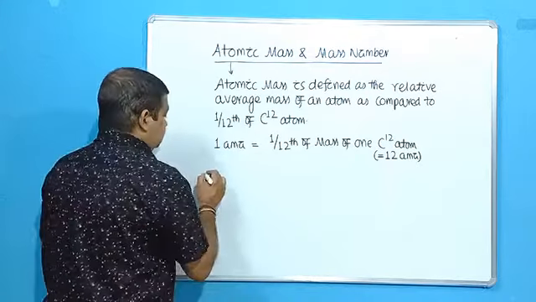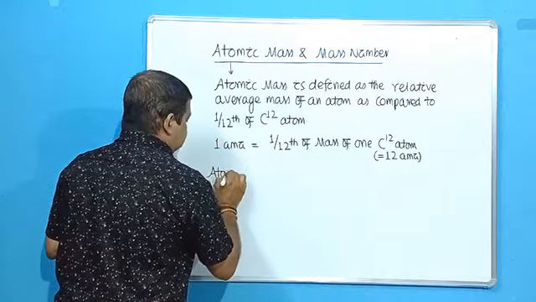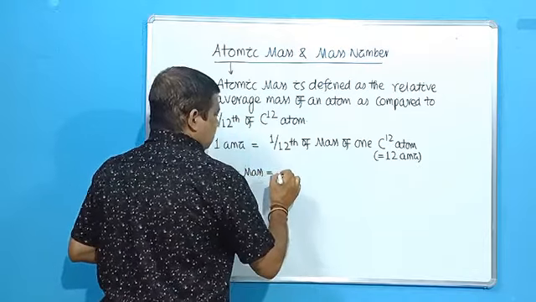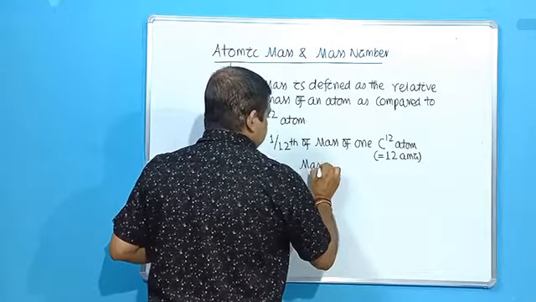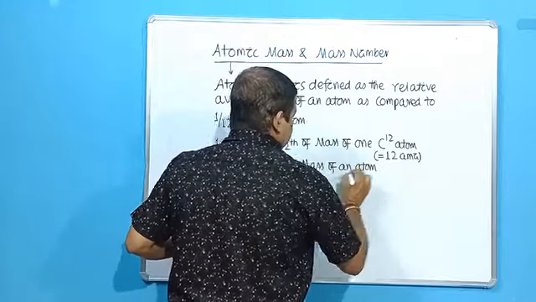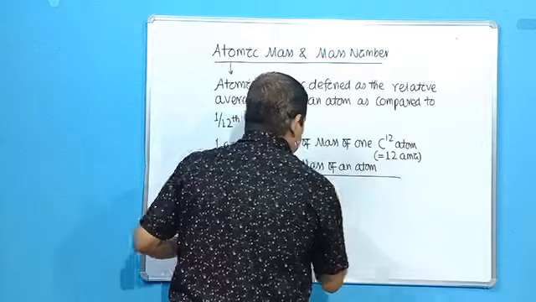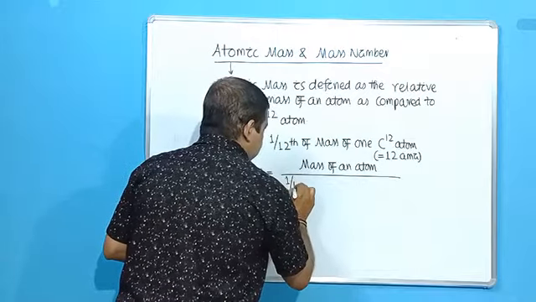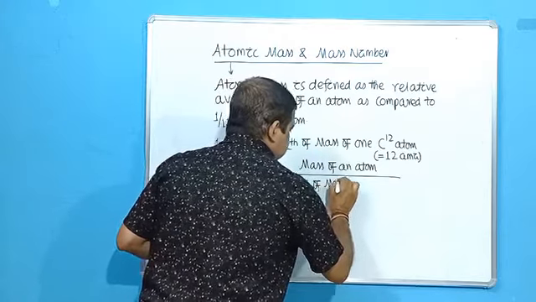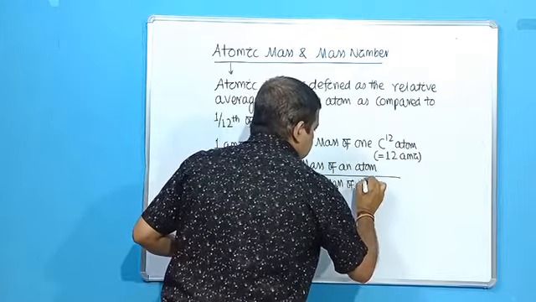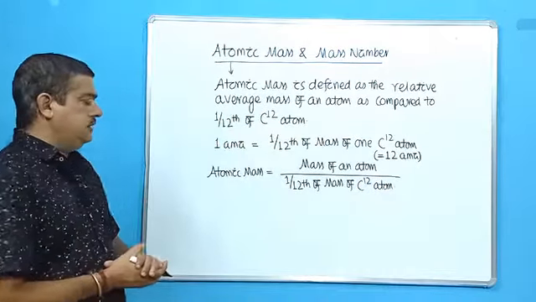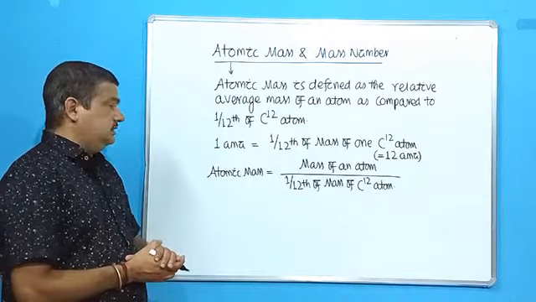So how to find out the atomic mass? It is the mass of an atom divided by 1/12 of the mass of a C12 atom. So this is how we find out the atomic mass.